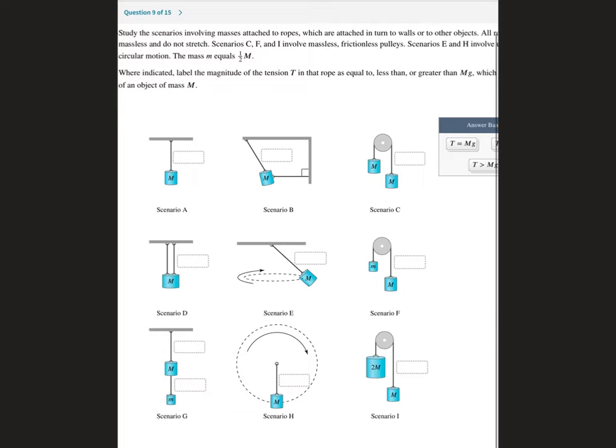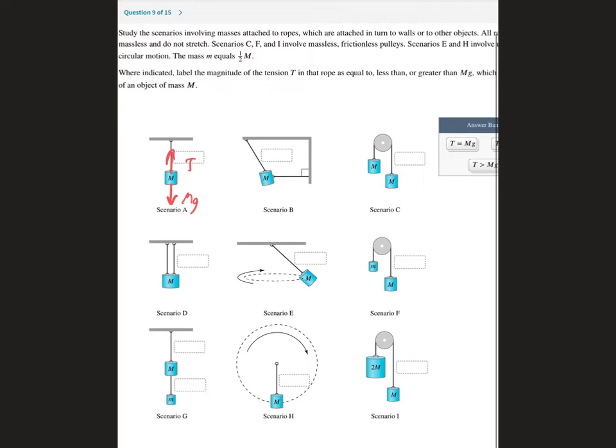So, for example, the first one, we have a force down, we have a force up for scenario A. The force down is equal to the force of gravity, which is equal to the mass times the acceleration due to gravity. The force up is the tension. And since it's not accelerating, the net force is 0. So we know the relationship between those two forces, or you should know.